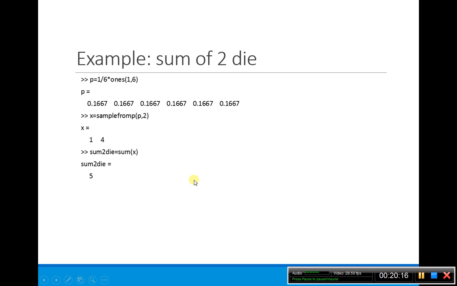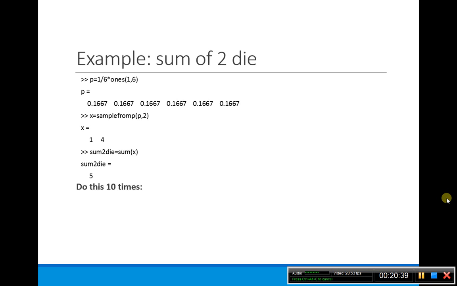So if I do two numbers and I want the sum of them, so again, here's my probability, and now I'm drawing two numbers. Here I get my two numbers drawn from my die, drawn from 1 to 6, and I want to sum those. I can use the sum command to sum them, and I get the sum is 5.